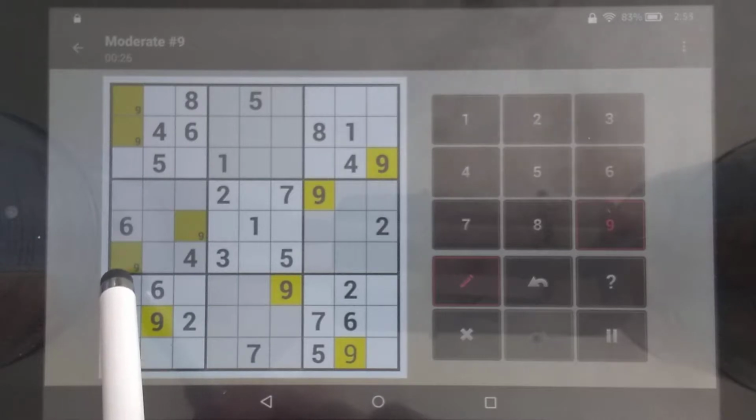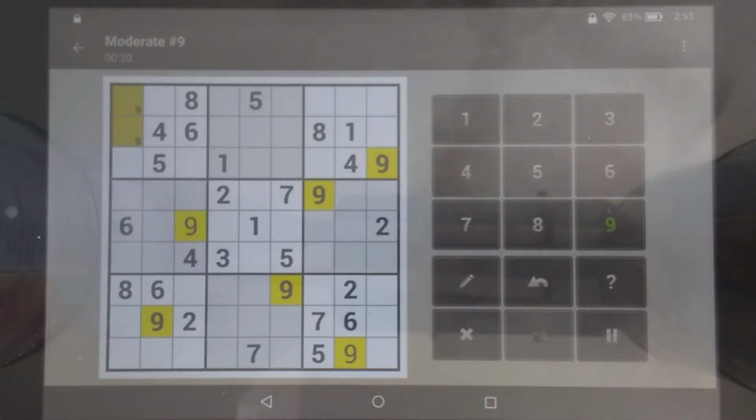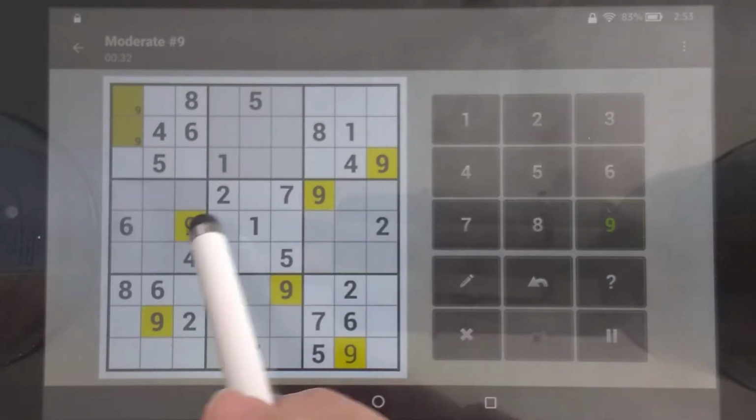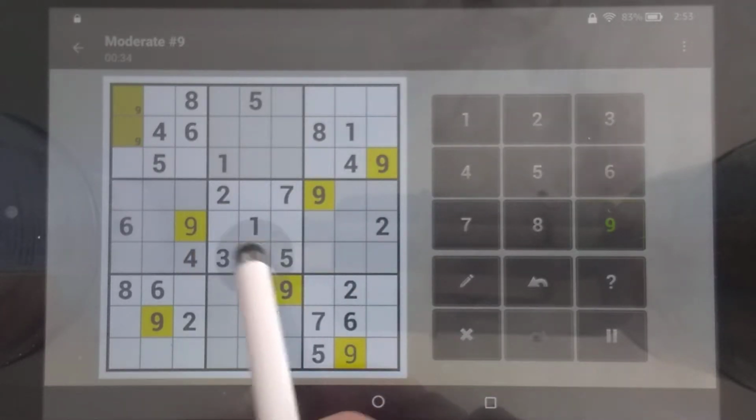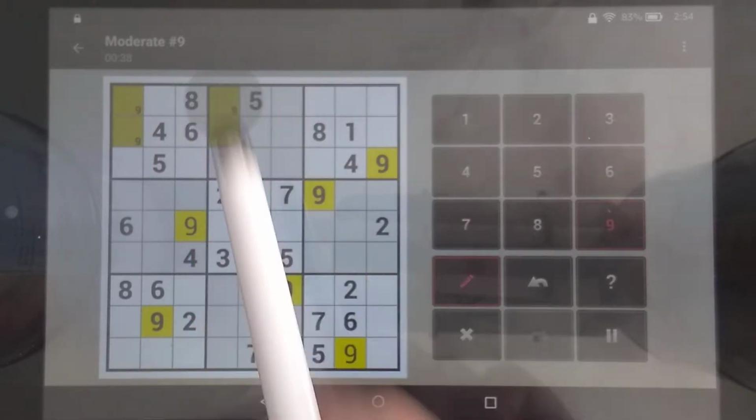And now that makes that 9 impossible because that column's already taken, so this 9 has to be there. By doing that, these two rows are blocked and this one has to be there. And these two columns are blocked, so this one has to be there or there.